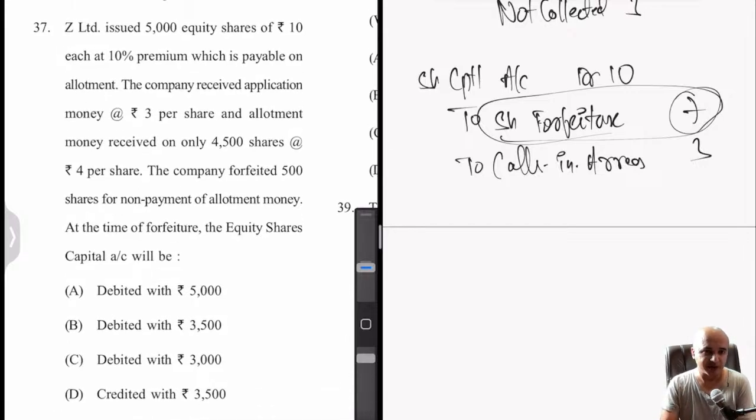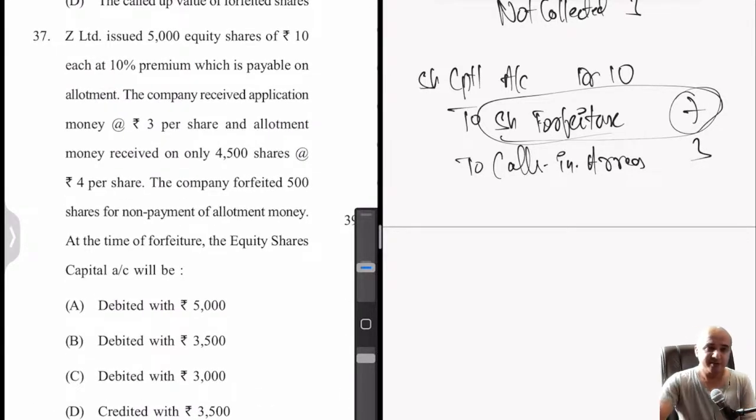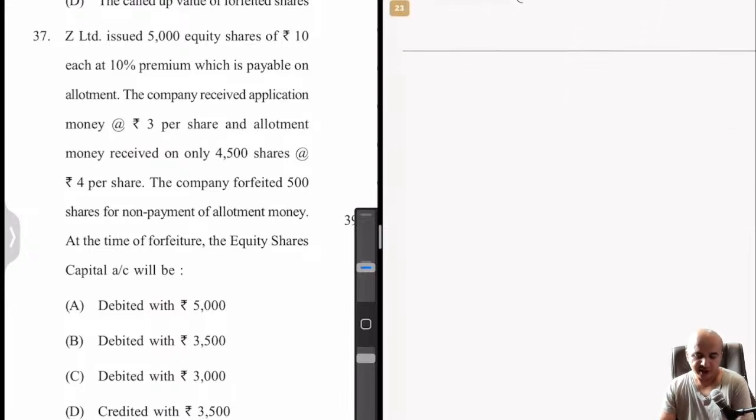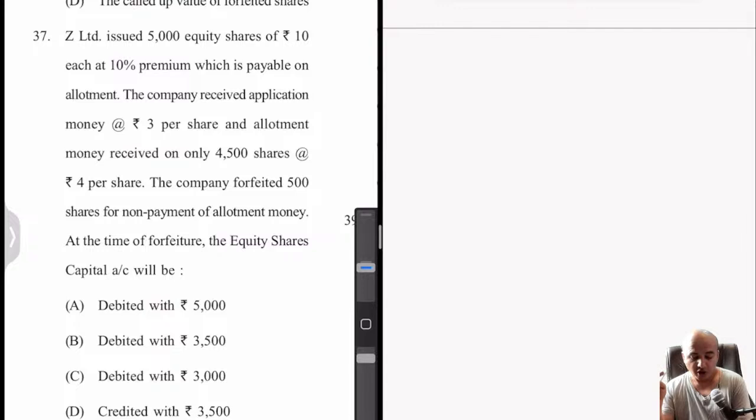We have a practical problem here. Let's read. Z Limited issued 5,000 equity shares of rupees 10 each at a premium of 10%, which is payable on allotment. The company received application money at rupees 3 per share and allotment money received only on 4,500 as against 5,000 shares which the company has issued, at rupees 4 per share. The company forfeited those 500 shares for non-payment of allotment money. At the time of forfeiture, the equity share capital account will be dash dash dash.